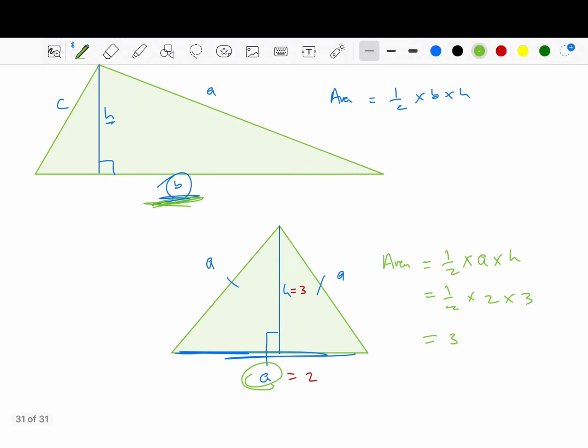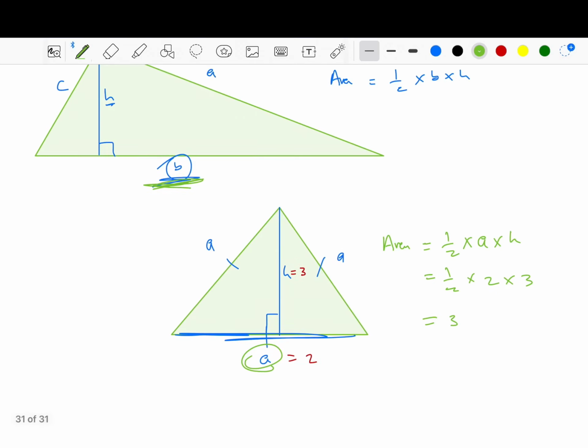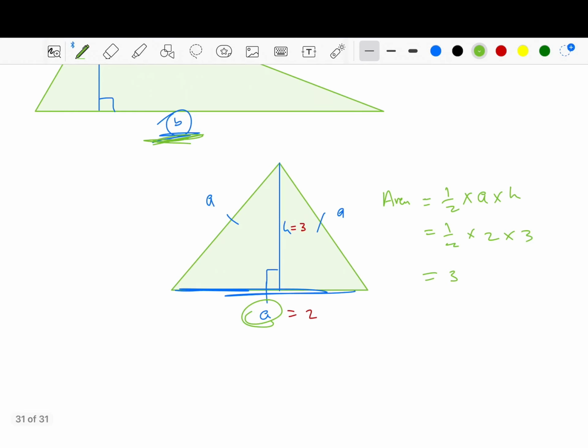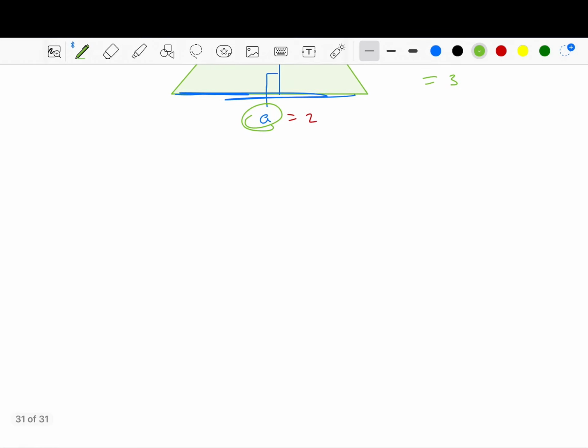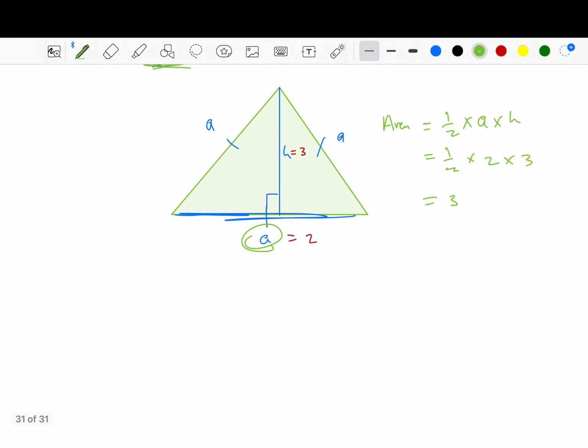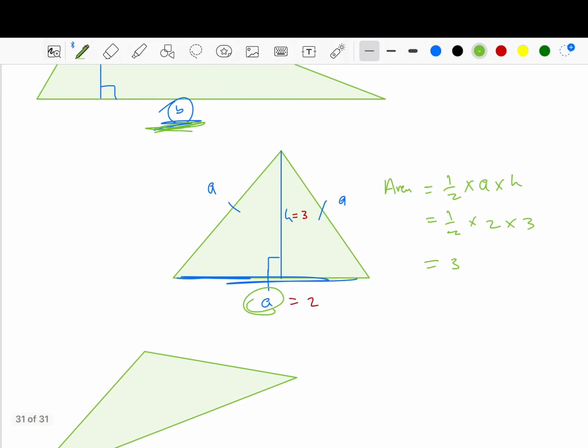Make sense? The idea I want to show you is that you need to identify yourself what the base is and what the height is, and it's going to be the same. I'm going to give you another one, an acute triangle, and an obtuse triangle, and the rest is history really. So let's say you have this one here. This is an acute triangle.